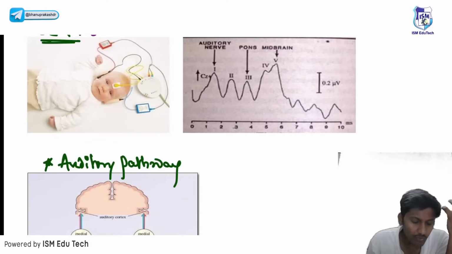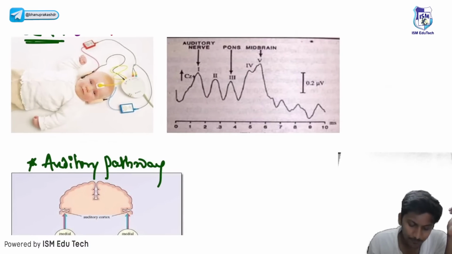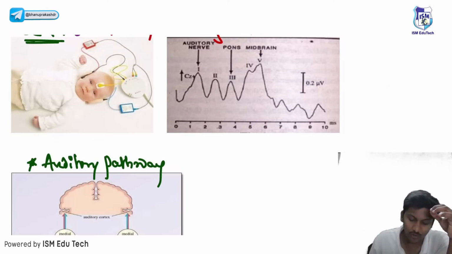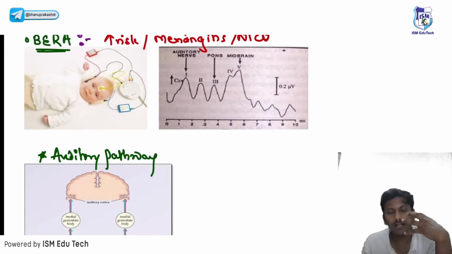So BERA is usually used for screening of hearing in high-risk babies, in babies who are suffering from meningitis, or babies who are admitted in the NICU, not for normal neonates. You can use it if it is available, but otherwise for normal neonates, we have a cheaper technique which is available. BERA is somewhat expensive. Okay?